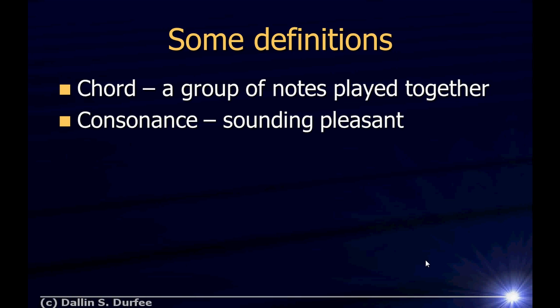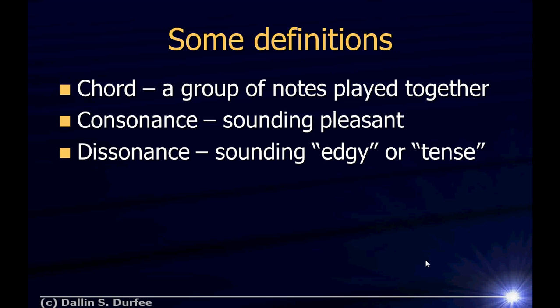Consonance: if something is consonant, it means that it sounds pleasant. So if I play a chord and the notes sound really good together, I say that's a consonant chord. Consonance means it makes you want to just sit back and enjoy. Dissonance is the opposite of consonance. If a chord sounds dissonant, it means it sounds edgy or tense. It makes you want to start throwing chairs.